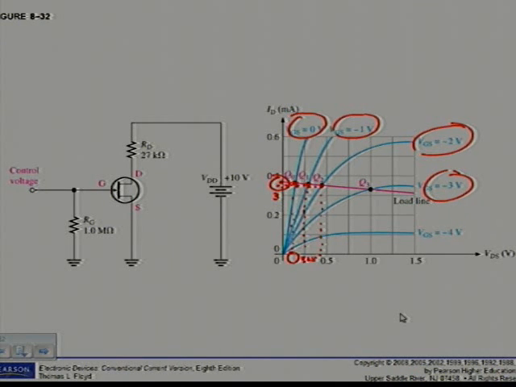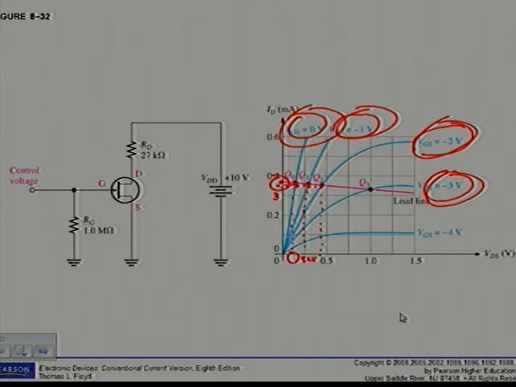And you can see as I move along that load line that the resistance increases. Now at Q1, the resistance is 760 ohms. Q2, resistance is 1.2 kilo ohms. And at Q3, 2.9 kilo ohms. So I can see that I control the value of the resistance in the ohmic region by changing the value of VGS, as I've seen here on figure 8.32.